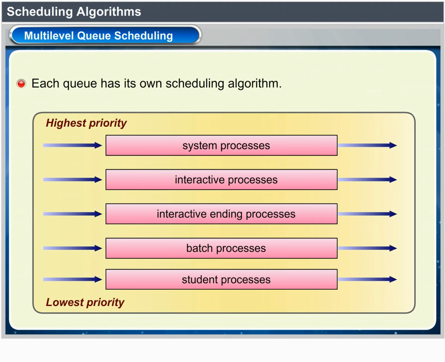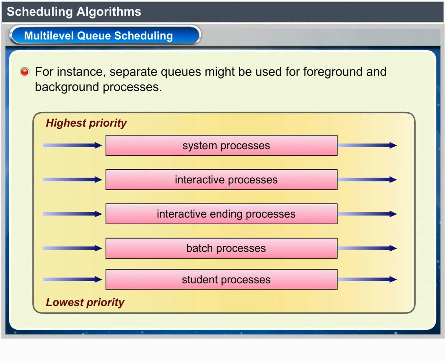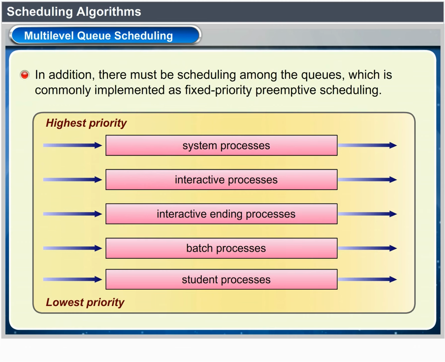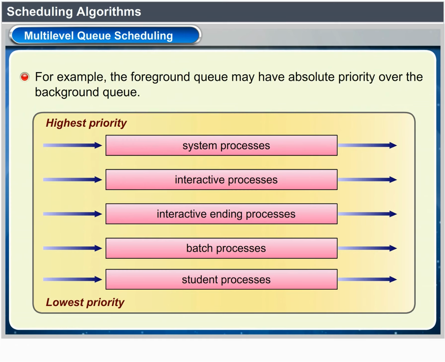For example, separate queues might be used for foreground and background processes. The foreground queue might be scheduled by an RR algorithm, while the background queue is scheduled by an FCFS algorithm. In addition, there must be scheduling among the queues, which is commonly implemented as fixed priority preemptive scheduling. For example, the foreground queue may have absolute priority over the background queue.